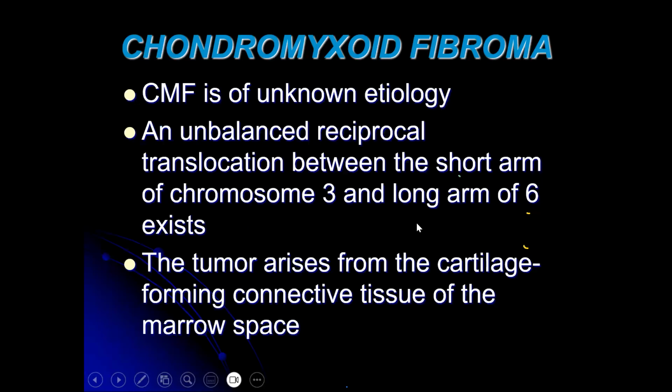Chondromyxoid fibroma is of unknown etiology. It is believed to be secondary to a translocation between the short arm of chromosome 3 and the long arm of chromosome 6. The tumor arises from cartilage-forming connective tissue of the marrow space.